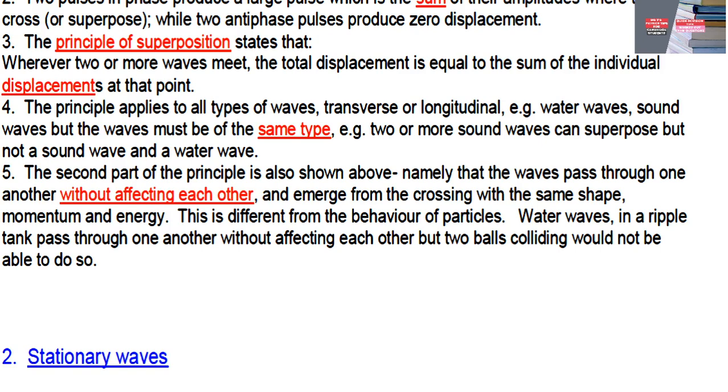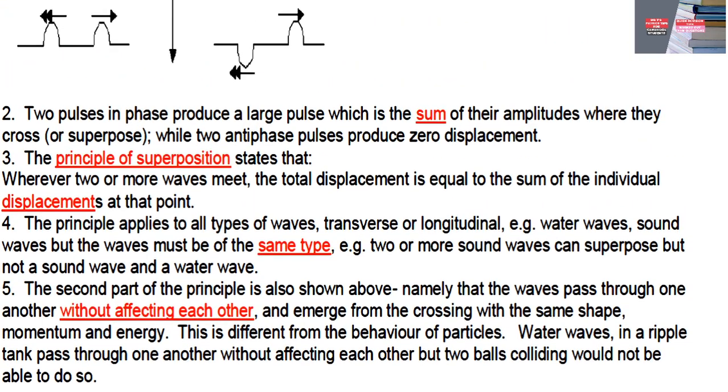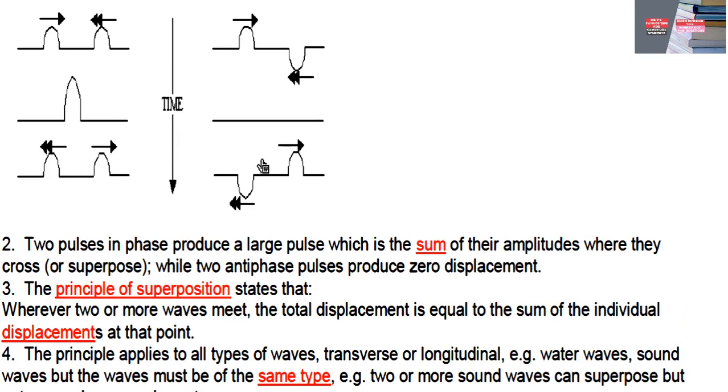The second part of the principle is also shown above, namely that the waves pass through one another without affecting each other. So the waves, as they pass through, they don't interact to deform one another. This wave, as it emerges from the point of meeting, whether it goes to the right or to the left, will continue moving without having been deformed in its shape. So the shape remains the same.